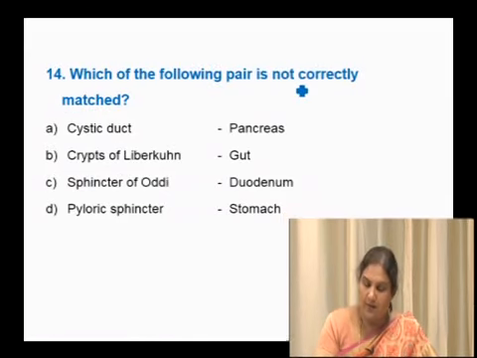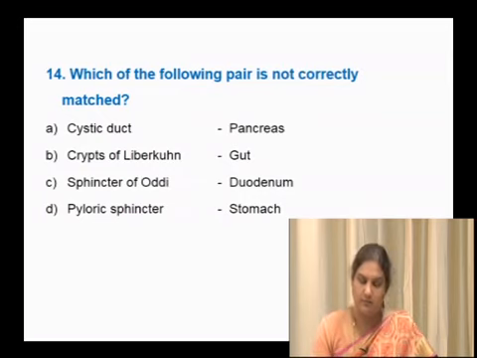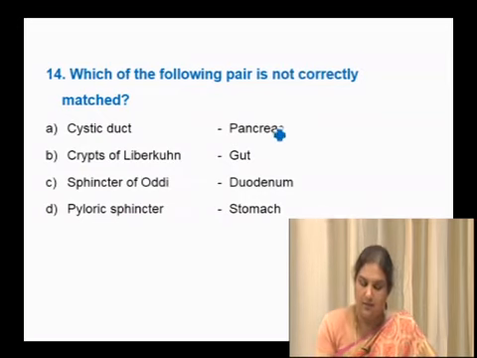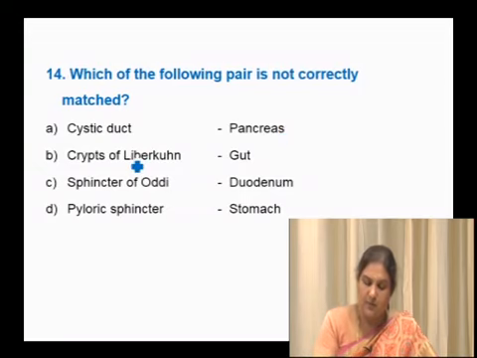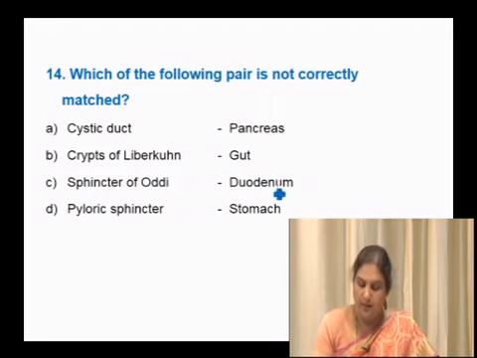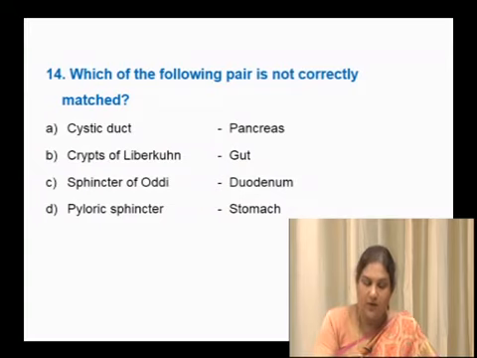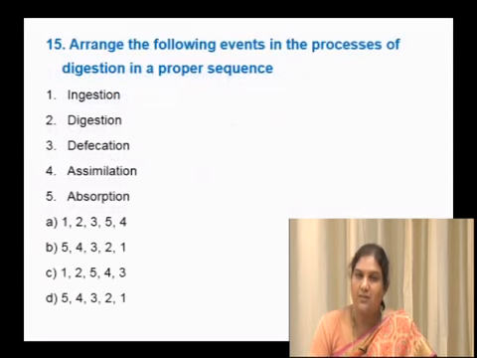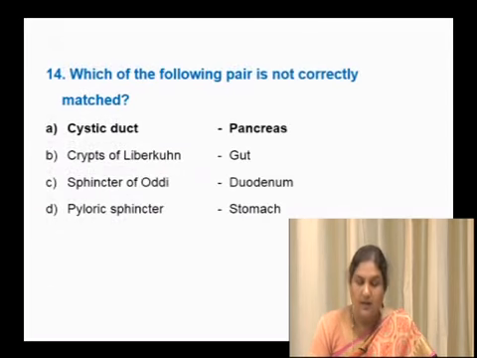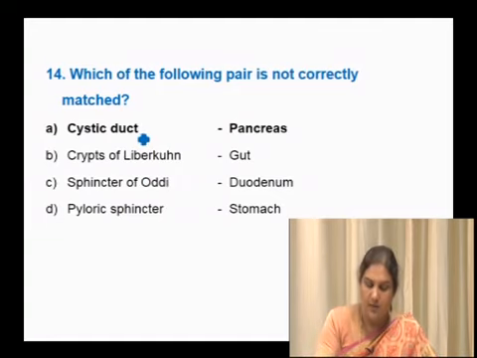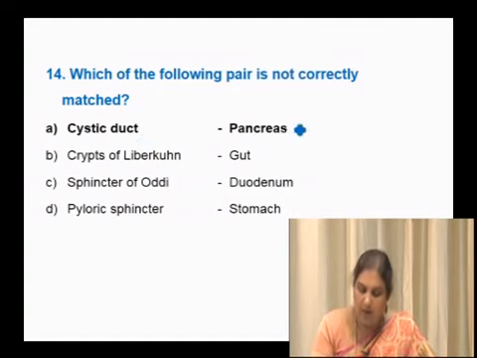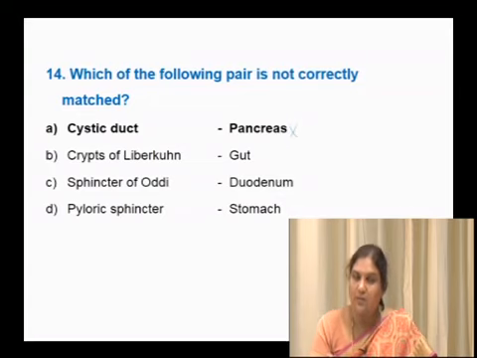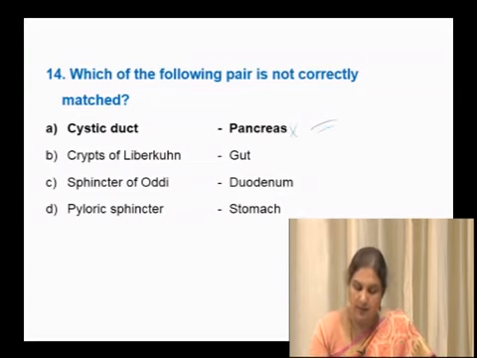Which of the following pairs is not correctly matched? Cystic duct, pancreas; crypts of Lieberkühn, gut; sphincter of Oddi, duodenum; pyloric sphincter, stomach. We know cystic duct is a duct that emerges out from the gallbladder. So, cystic duct is associated with the gallbladder and not the pancreas. If at all it is from the pancreas, it will be a pancreatic duct.